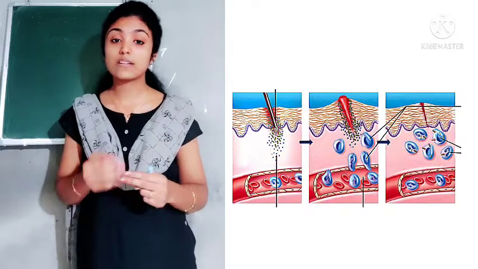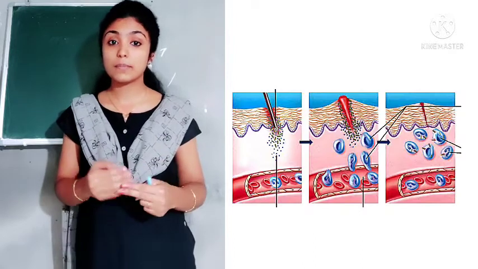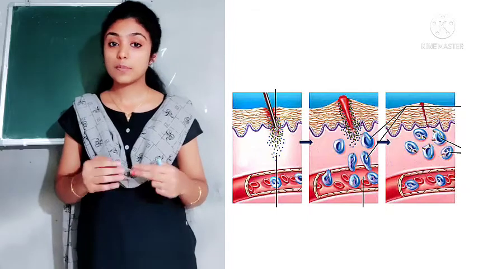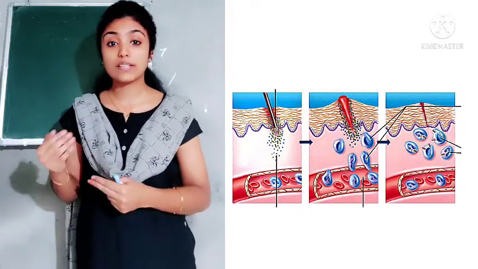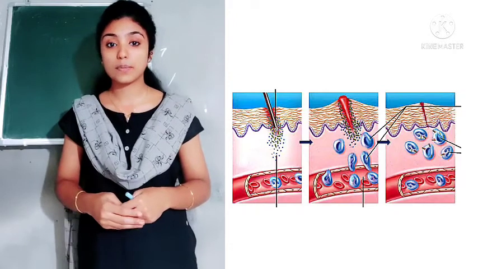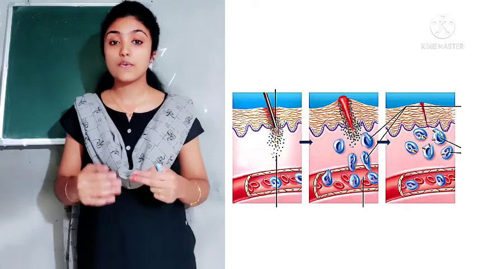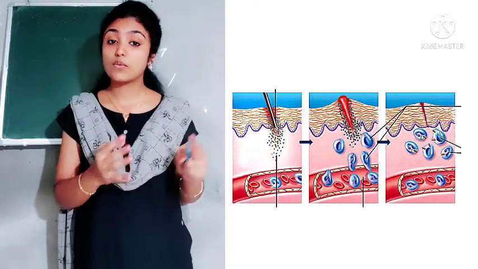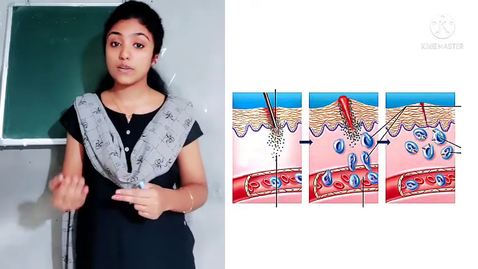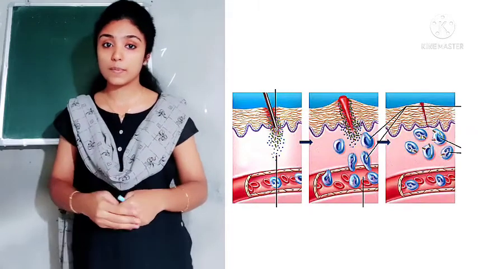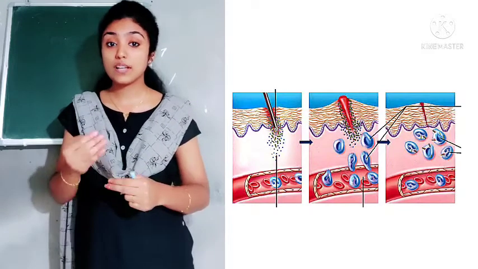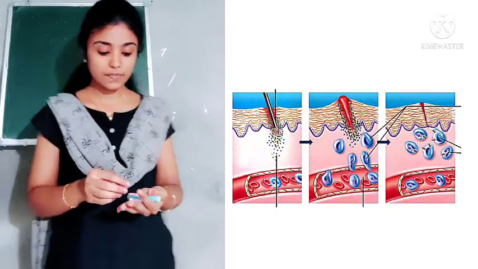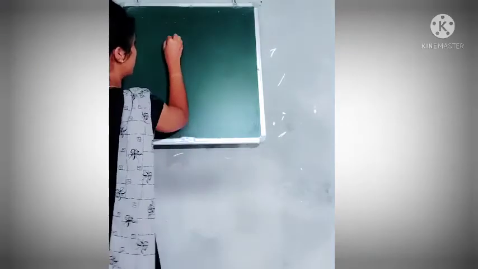So this engulfing and destroying process takes place by phagocytosis. So what is phagocytosis? It is the process of engulfing and destroying the pathogens by white blood cells. This process is known as phagocytosis. And we know that the white blood cells are normally engulfing the pathogens and destroying them. So those cells which engulf the bacteria and destroy the germs are known as phagocytes. What is that? Phagocytes.